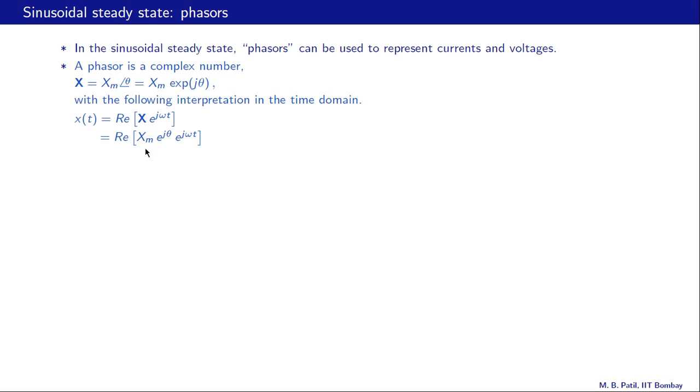Our phasor is nothing but xm times e raised to j theta, that gets multiplied by e raised to j omega t. Now we can combine these two terms to get e raised to j (omega t plus theta). What is e raised to j (omega t plus theta)? It is cos of (omega t plus theta) plus j sine of (omega t plus theta), and we are only taking the real part of that expression, so therefore we get xm cos (omega t plus theta). So that is what a phasor x corresponds to in the time domain.